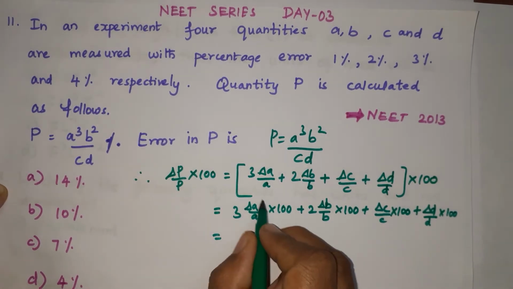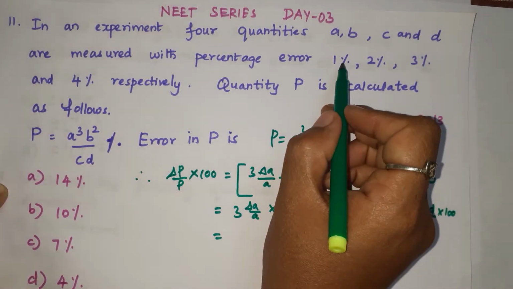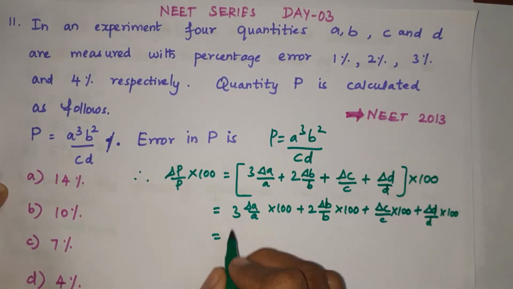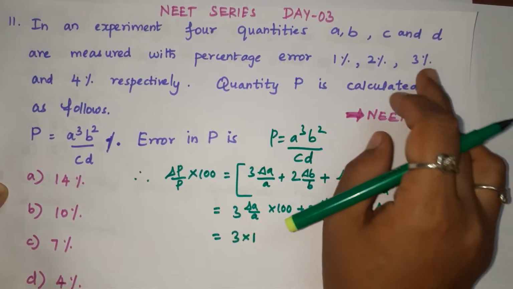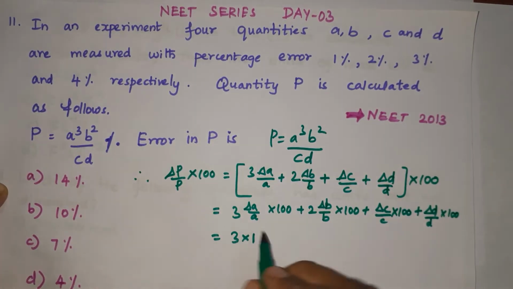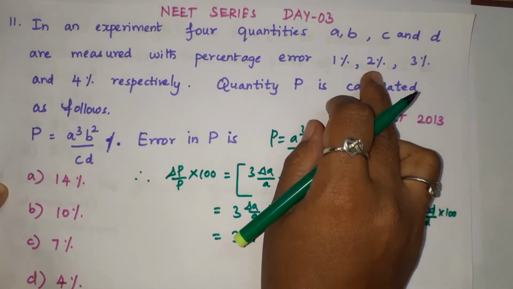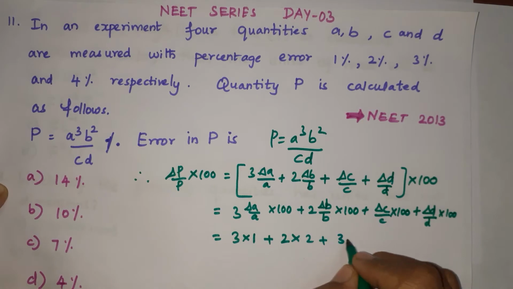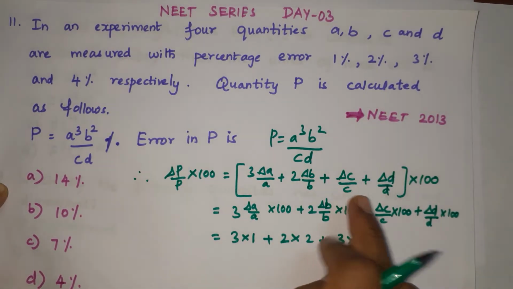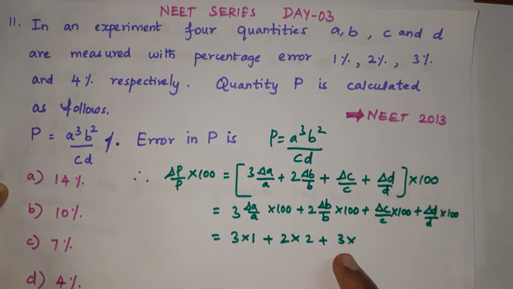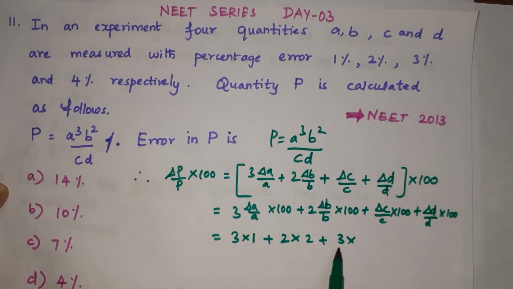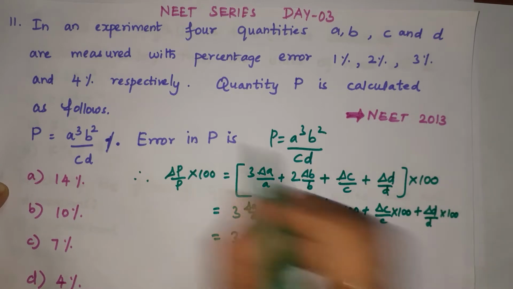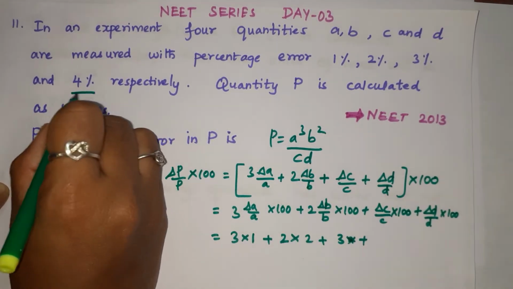Yes, because ΔA by A into 100 can be written as 1%. It mentions percent, right? So we can take it directly. 3 into 1, ΔA by A, that is 1. For B it is 2%, for C it is 3%, for D it is 4%. So plus 2 into 2 in the case of B, plus 3 in the case of C. Directly we are taking it as 3, because nothing was mentioned, like cube or square, for ΔC by C, so it is 3% as mentioned here. Plus, what about ΔD by D into 100? It also has nothing mentioned, so directly I am taking the value 4% here.